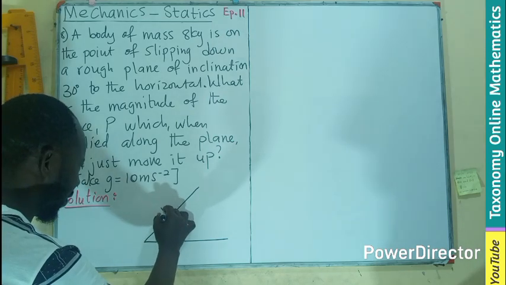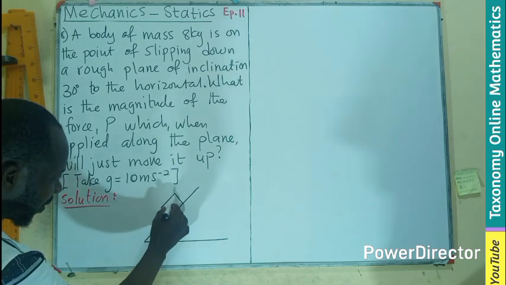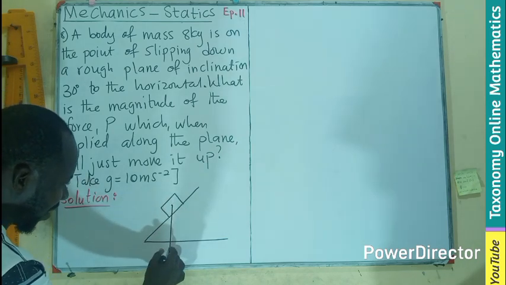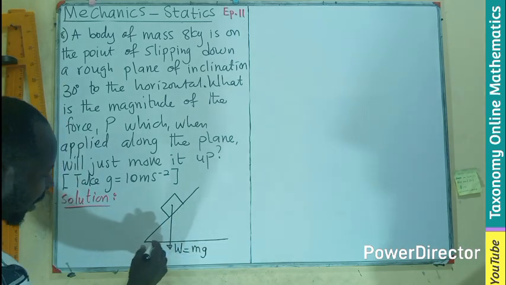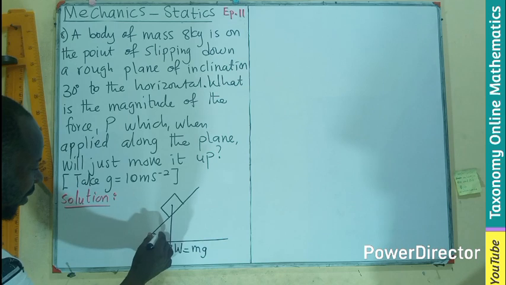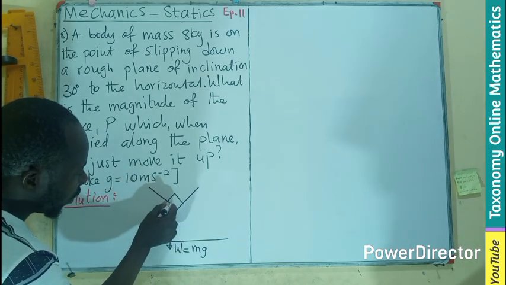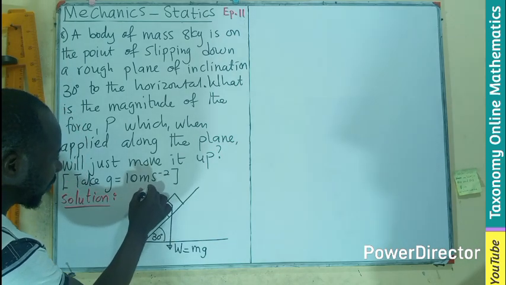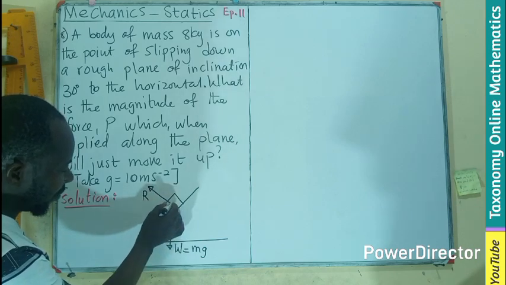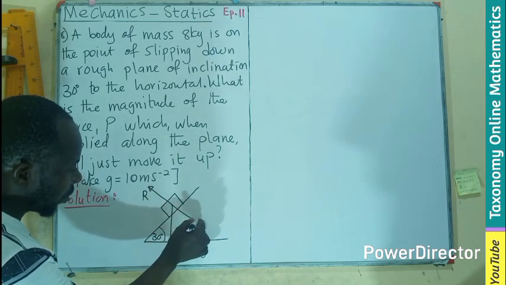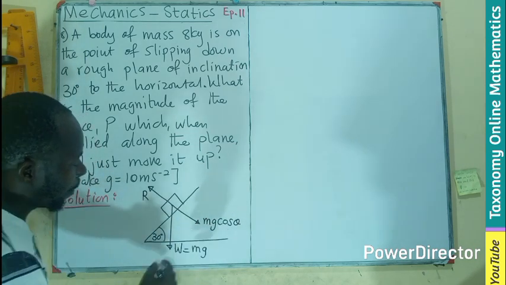If the body is here, the center of gravity is here. So the weight will be coming down, with W equal to mg. The angle of inclination is 30 degrees. Then the normal reaction is perpendicular to the surface, so this is going to be R. The weight also has a component perpendicular to the plane, labeled mg cos theta.